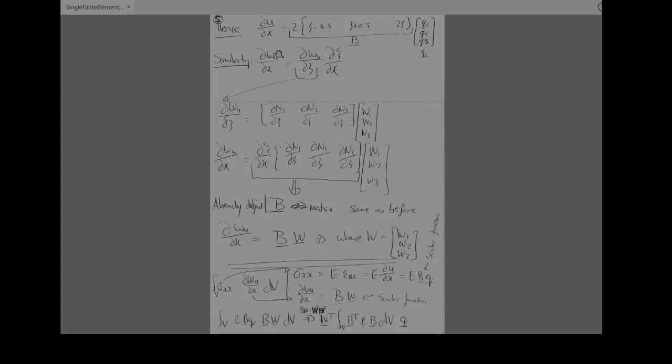Okay, so if I take the partial w partial x and write it as partial w partial psi times partial psi partial x, then I can say the partial w partial psi is just the derivative of the shape functions as we've had before.